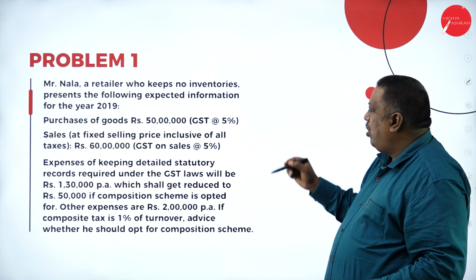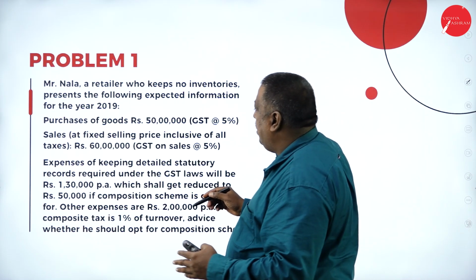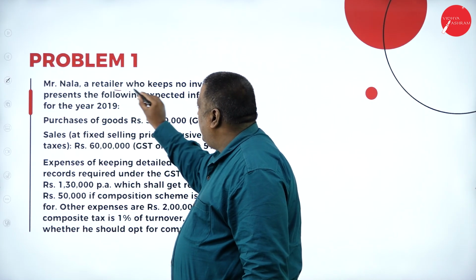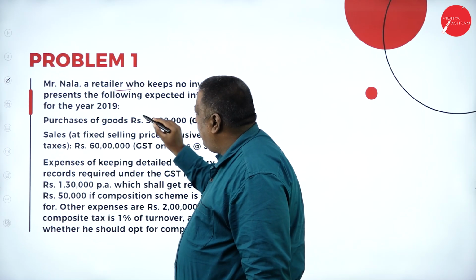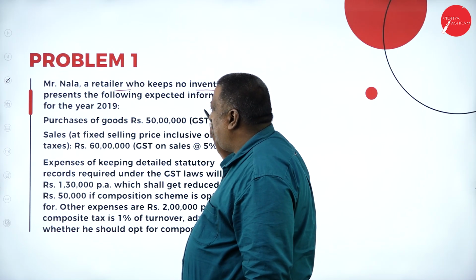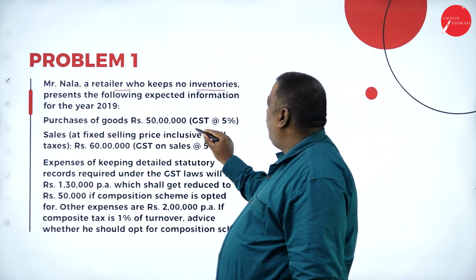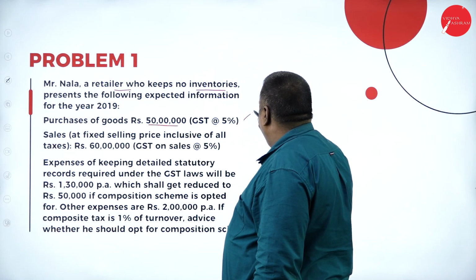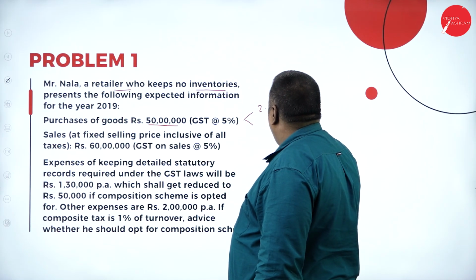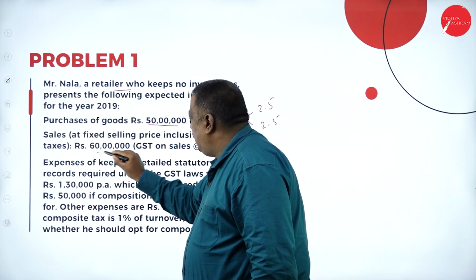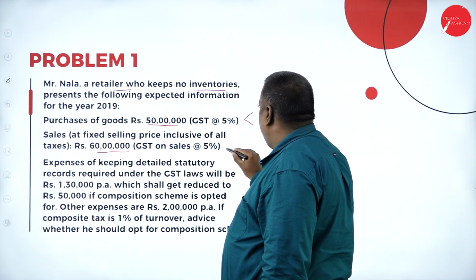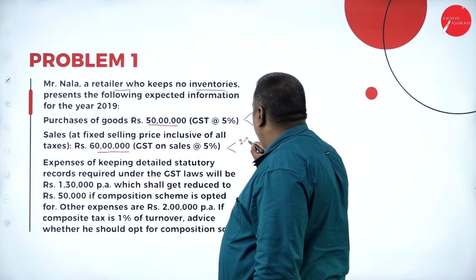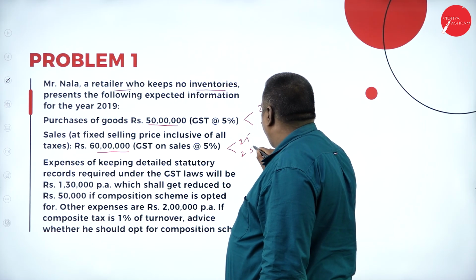Let us solve one problem here. Let us consider that I'm a retailer where no intermediaries are present, with the following information. Purchase of goods is 50 lakhs. I'm purchasing goods for 50 lakh, 5% means 2.5 and 2.5. 60 lakhs is my sales. Again, it will be 2.5, 2.5.